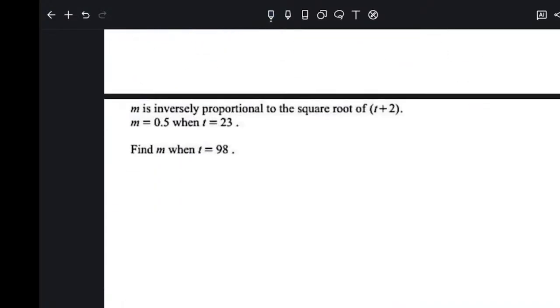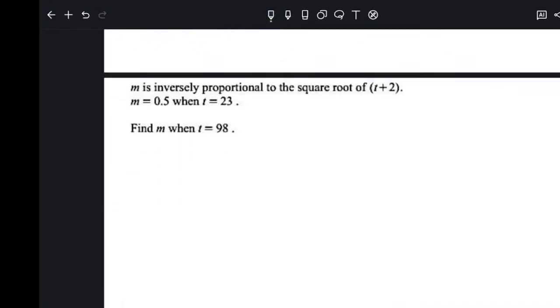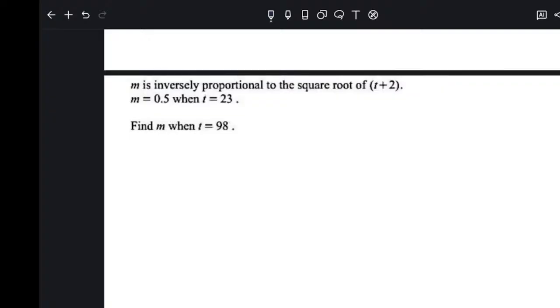Any solutions and whatever? Yes. Should we continue now? Should we continue now, everybody? This is called variation. This topic is called variation, which talks about proportional or variation, stuff like that.